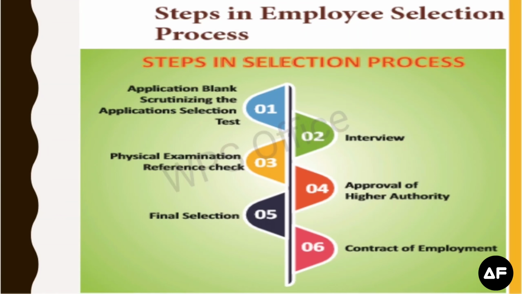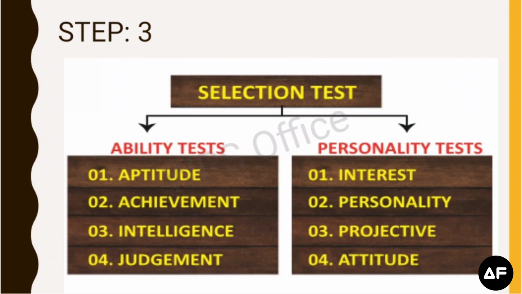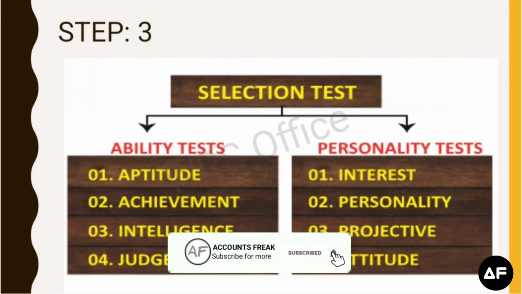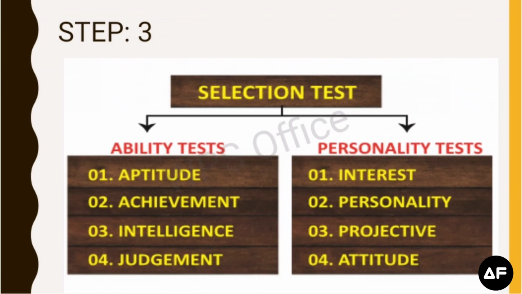In today's video, we are going to see the selection test process part 2. So after the 10 different types of measurement of the ability test, we have these tests which are performed on the candidate in order to measure his efficiency, skill and other types of qualities.